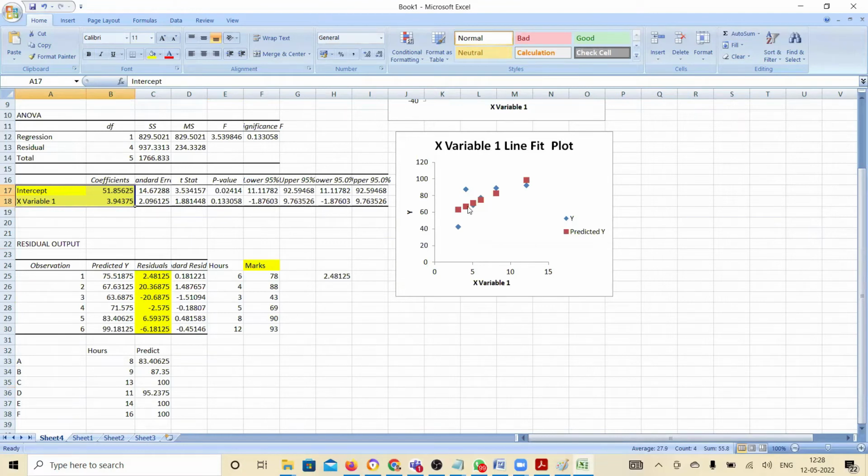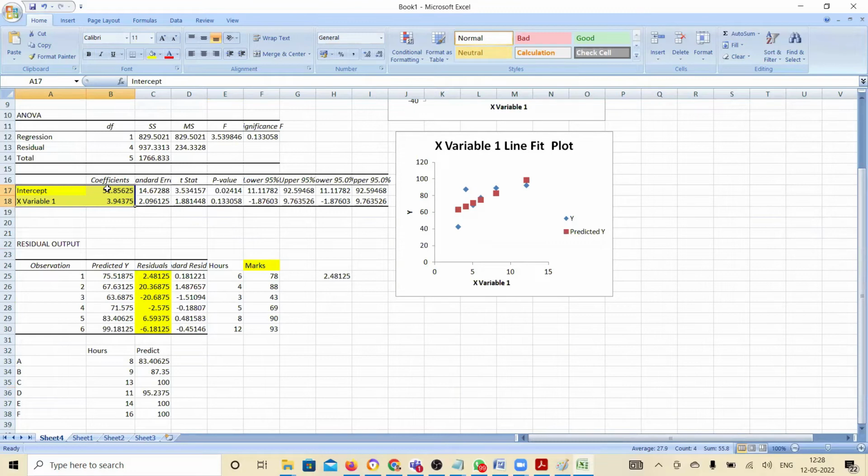This point is the predicted value. The blue one is the actual values. So we are predicting for each of these values. Now in this equation, you pass any new value, you will get the predicted value.